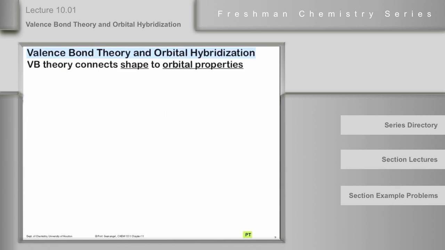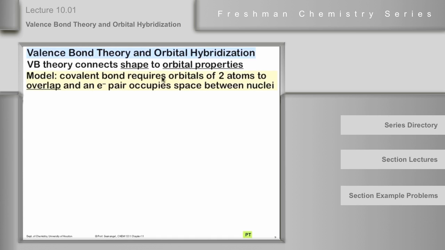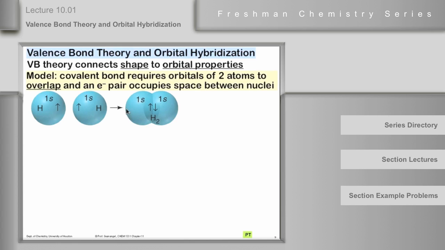So the valence bond theory connects the shape to the orbital properties, and we usually focus on the center atom, but not always. The model says that a covalent bond requires the orbitals of two atoms to overlap in space. They have to come together and overlap in three-dimensional space, and an electron pair occupies the space where they overlap. That's the essence of a covalent bond as it's described in the valence bond or VB model.